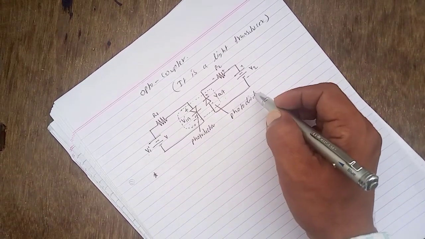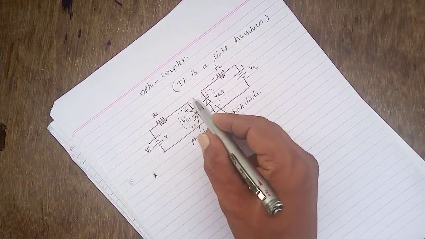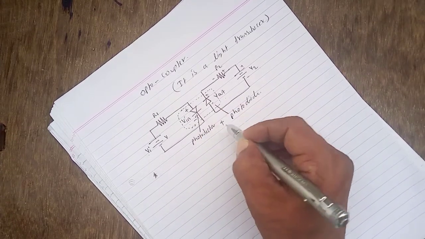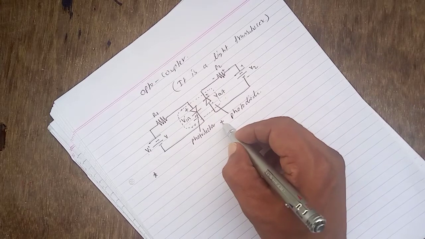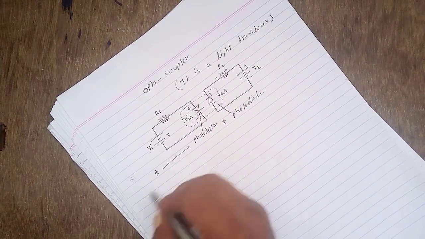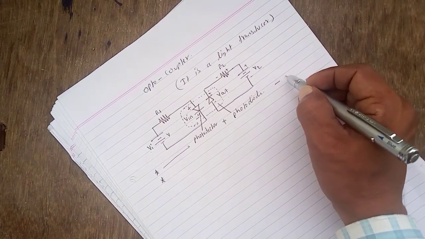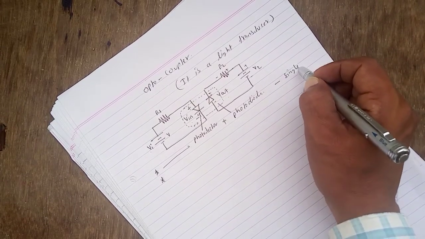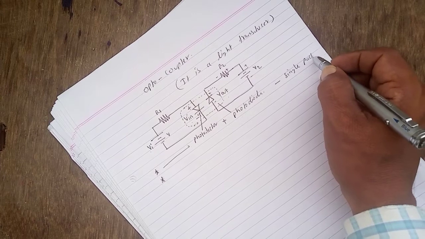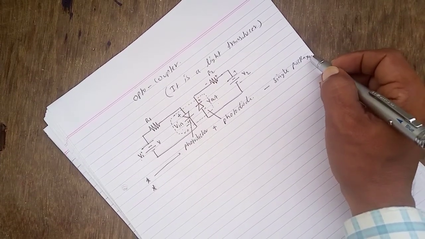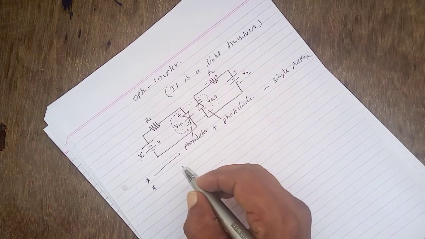Photodetector and the photodiode are combined in a single package. Okay, I am just marking here a first, which means this one is your first point. Then the second point: in a single package.